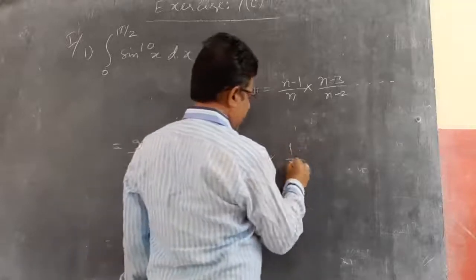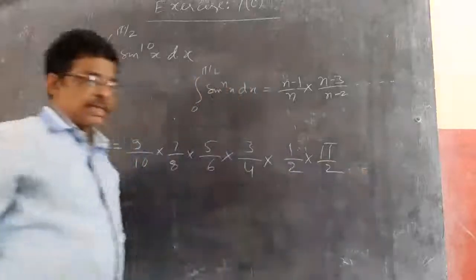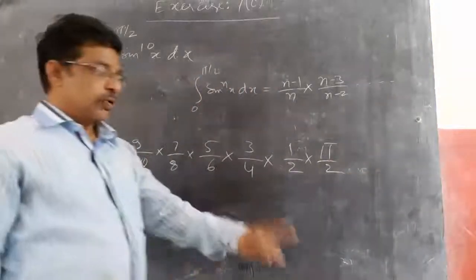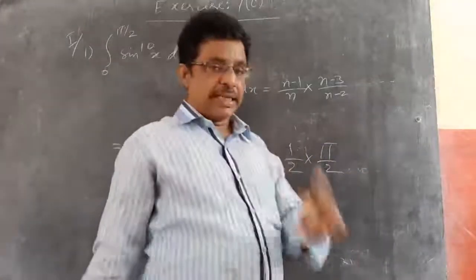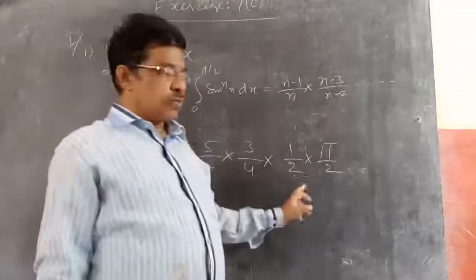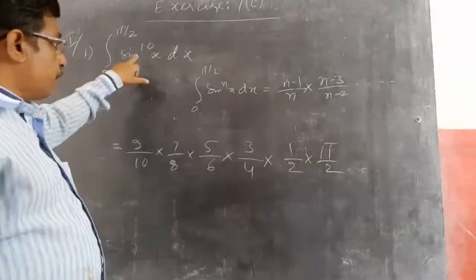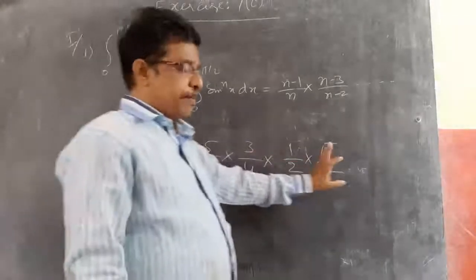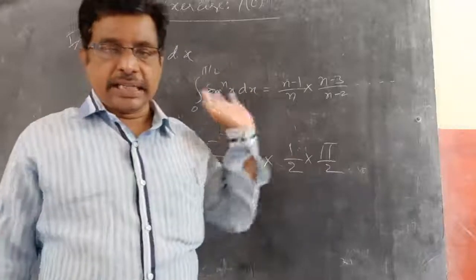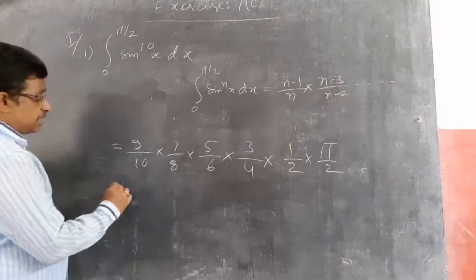Next, 1 by 2. Whenever you get 1 by 2, keep pi by 2. Whenever you get 2 by 3, leave it like that, I told you. Only 2 cases: one is 1 by 2, the other is 2 by 3. It depends on whether n is even or odd. If n is even, you will get 1 by 2. No need to remember even or odd also. Simple logic: if you are getting 1 by 2, keep pi by 2. If you are getting 2 by 3, leave it like that. That's it. No need to learn any formula by heart. Just apply the logic.